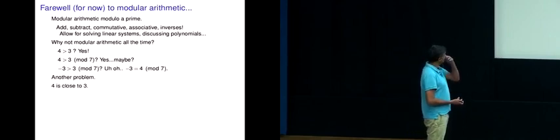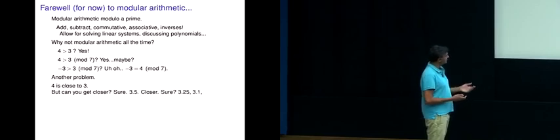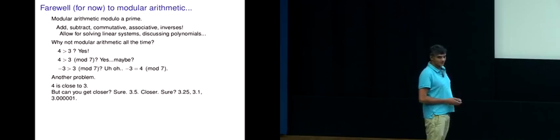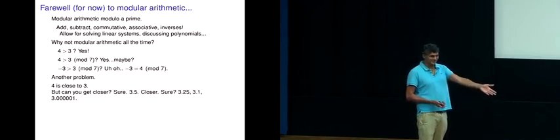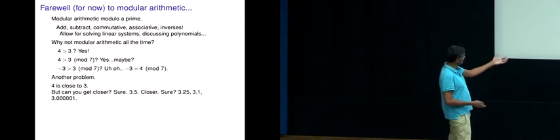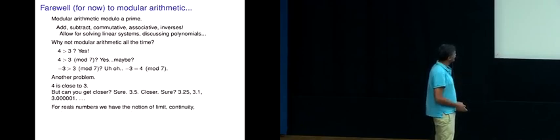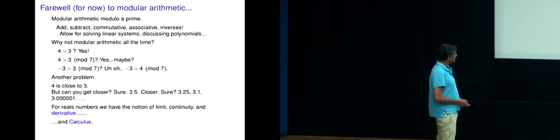There are other problems. 4 is kind of close to 3, but you can't get any closer. This is a problem with the integers as well. But can you get closer? Sure. You do 3.5, and you can get closer, 3.25, and you get closer, 3.1, and 3.001. What am I talking about? I'm talking about calculus. I'm talking about a limit. You can get closer and closer to 3, right? Nobody should have understood that I was talking about a limit, but that's what I am talking about. Remember all that stuff we did in high school with derivatives and calculus?